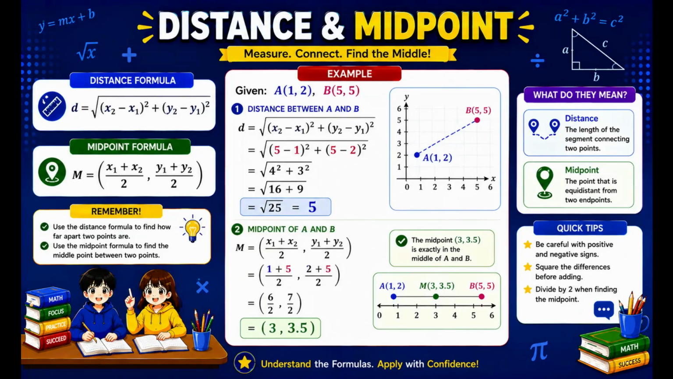To find the distance between 2 points, subtract the x-coordinates and y-coordinates, square the differences, add them, and take the square root. For the midpoint, average the x-coordinates and average the y-coordinates. For points A and B, the distance is 5 units, and the midpoint is (3, 3.5).